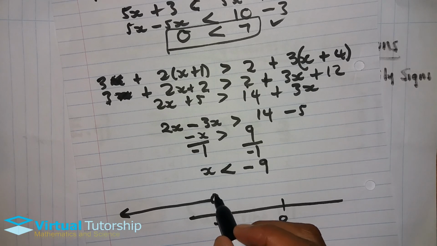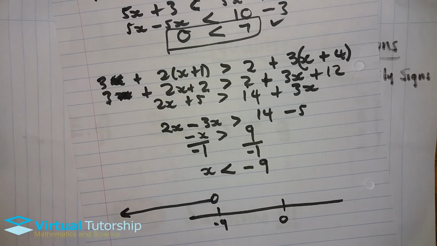But then the circle I will leave open. Why? Because my inequality sign does not have an equal sign.